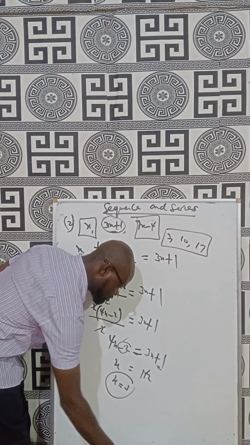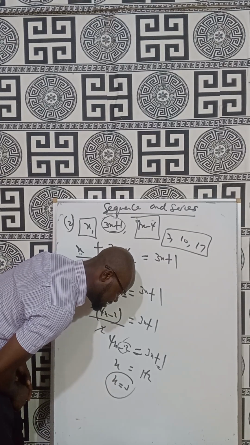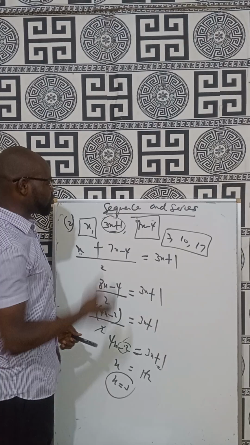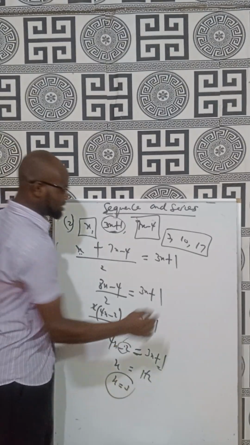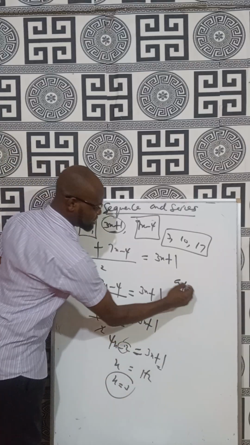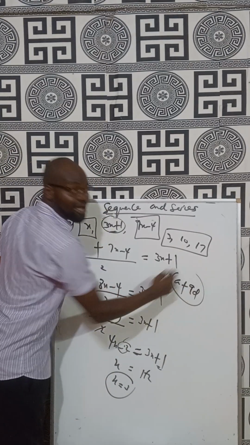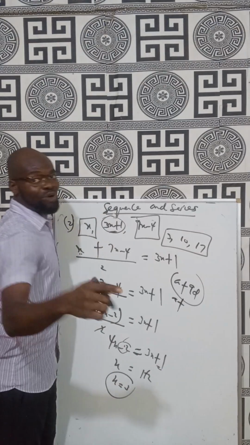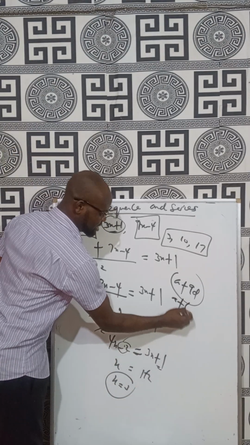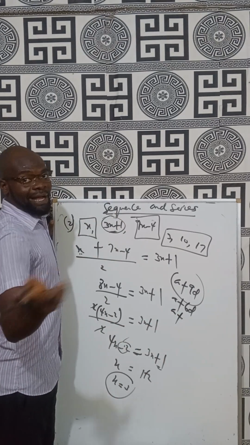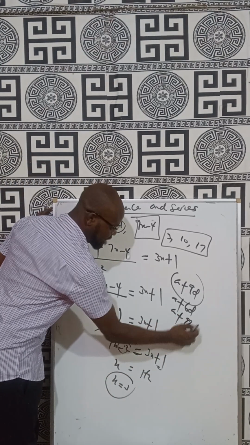The next one says, find the 10th term. So what's the formula for the 10th term? That's a plus 9d, because for 10 you take away 1, that's 9d. How do you get the 7th term? Write a plus, take away 1 from 7, that's 6, so a plus 6d. How do you get the 100th term? a plus 100 minus 1, 99d. That's how it goes.